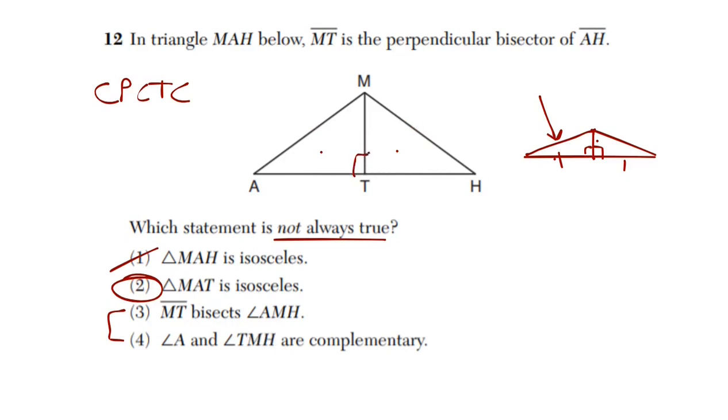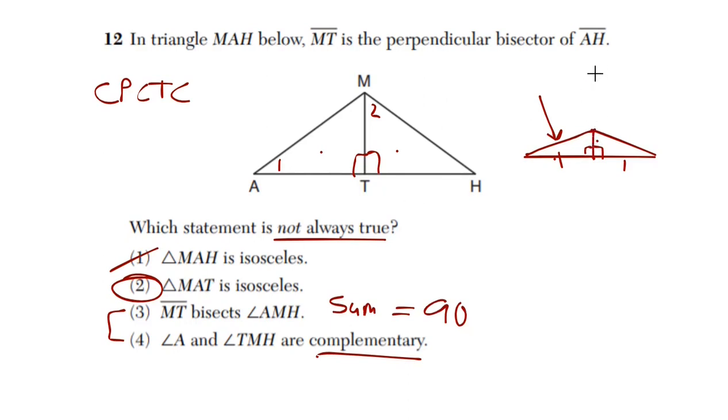Actually, I'm going to leave these in here. I'll give you a hint. You'll need these right angles to prove that this, I'll call it angle 1, and angle 2 are complementary. Remember, complementary means they add up to 90. Their sum is equal to 90. So that's always true. I leave that to you. But our one here is that MAT is not always isosceles.